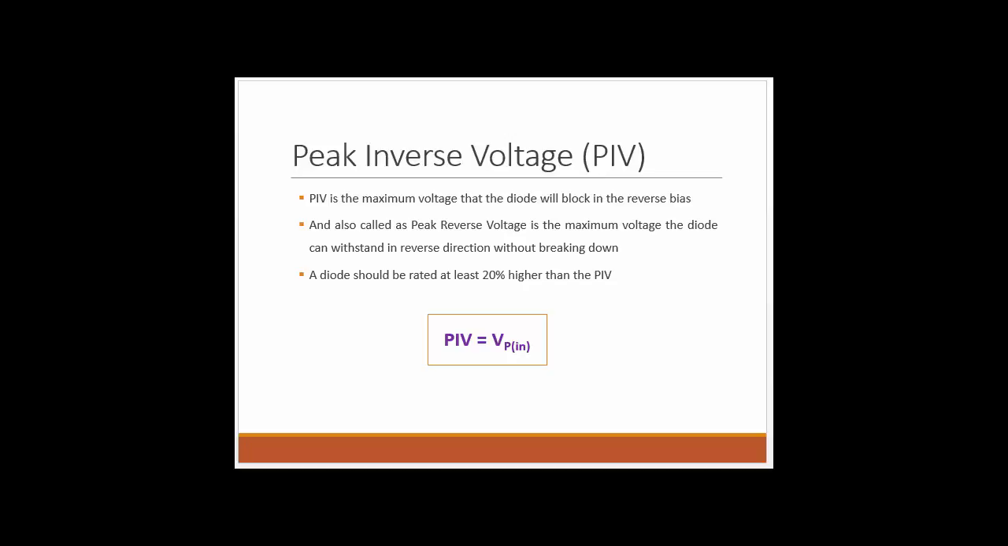So the PIV rating of a diode is the maximum voltage that the diode can withstand when it is blocking the current, which happens in the reverse bias condition. It is also called the peak reverse voltage, which is the maximum voltage that the diode can withstand in the reverse bias condition without breaking down or burning down the device.